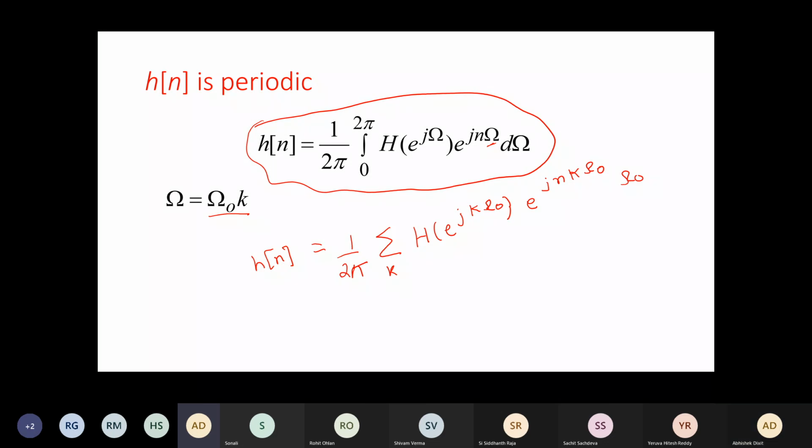Now, this should be n instead of k. Should this be n or should this be k? This should be k. I was correct because I am getting h[n], so this should be k. Now what can I do more? So this 2 pi by omega naught, what is this? Omega naught by definition, how we defined it, is 2 pi by N. So 2 pi by omega naught you can see is N, right? So instead of this 2 pi by omega naught, I can write N. So I can write it like this.